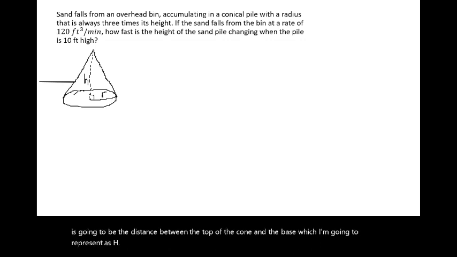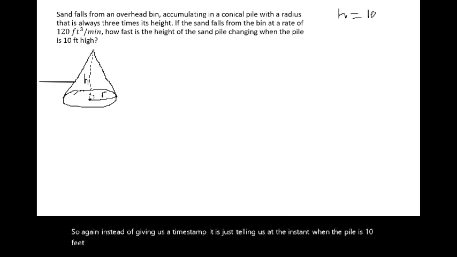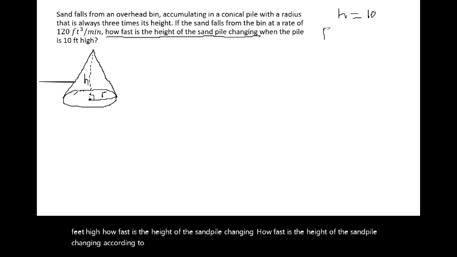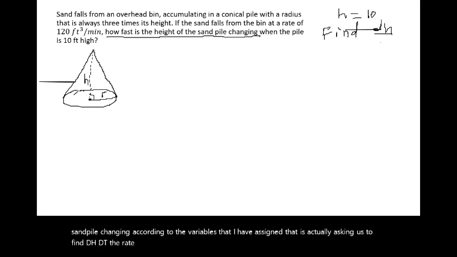And r, the radius of the cone, is going to be this variable here. If sand falls from the bin at a rate of 120 feet cubed per minute, how fast is the height of the sand pile changing when the pile is 10 feet high? So again, instead of giving us a timestamp, it is just telling us at the instant when the pile is 10 feet high, how fast is the height of the sand pile changing? According to the variables that I have assigned, that is asking us to find dh/dt, the rate of change of the pile's height with respect to time.